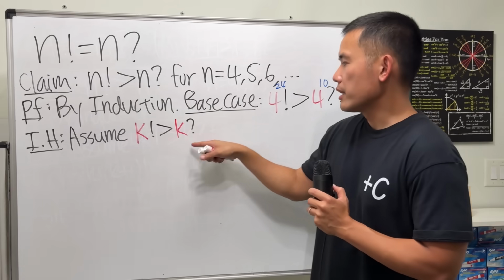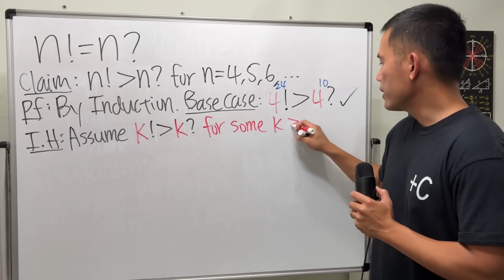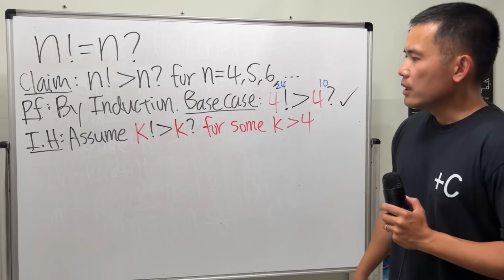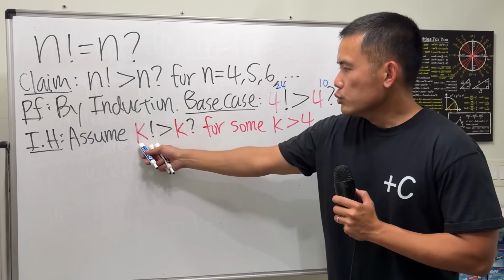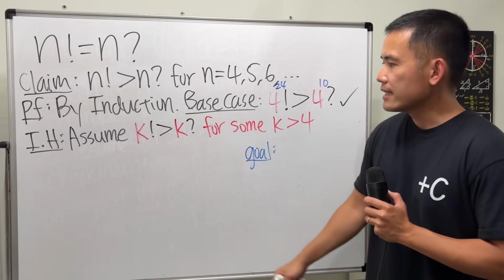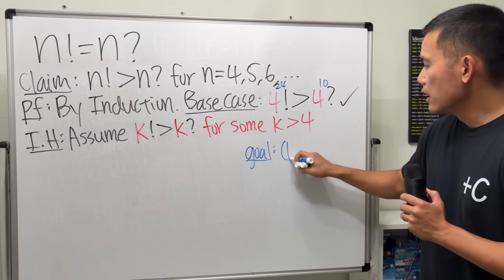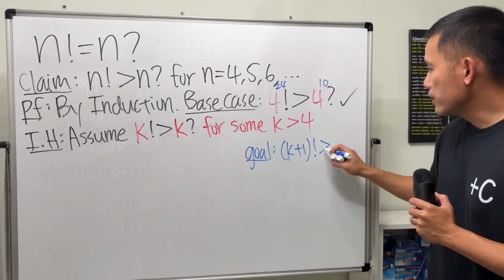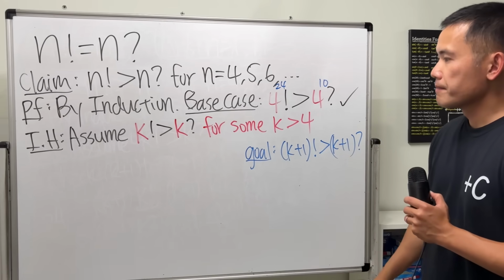So we can say this right here is true for some k greater than 4. And this is going to be crucial later on. Okay, once we have the assumption, what are we trying to do? Remember, once we have the inductive hypothesis, our goal is to show that this right here is also true for k plus 1. So it's going to look like (k plus 1) factorial. We need to somehow show that this is greater than (k plus 1) terminal. So keep that in mind.